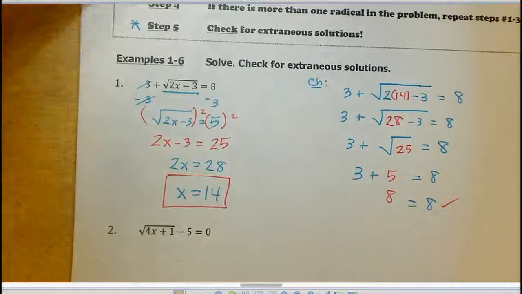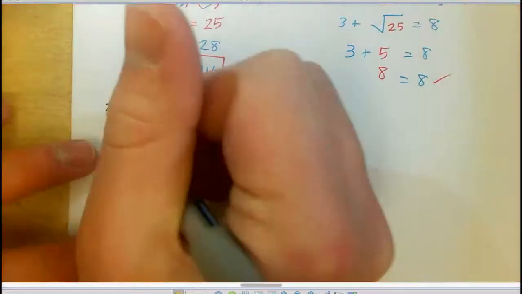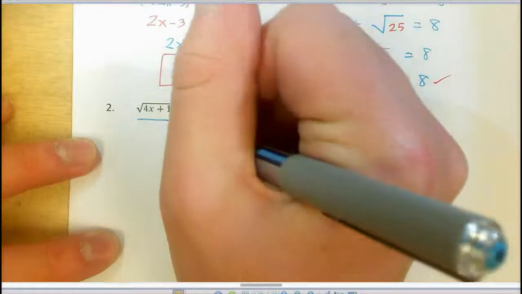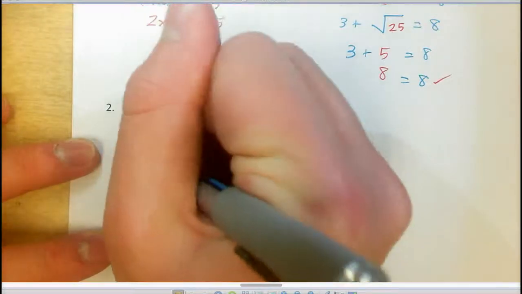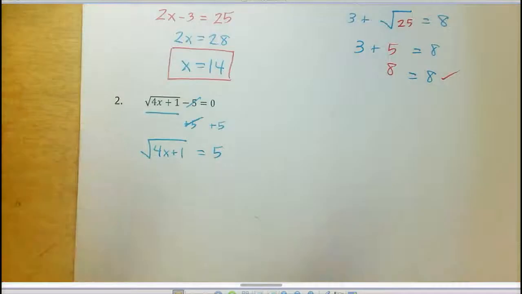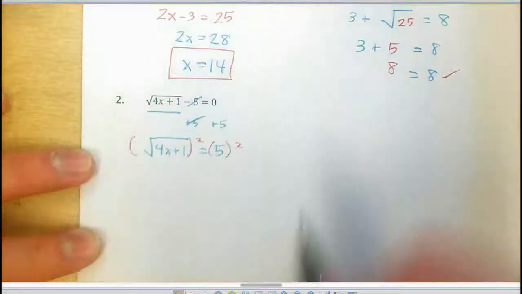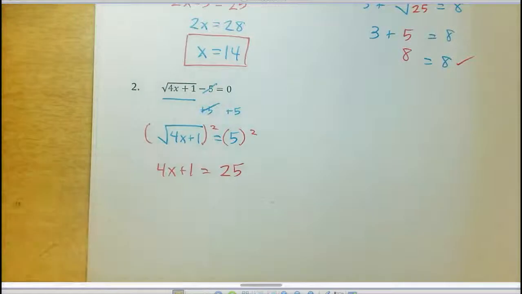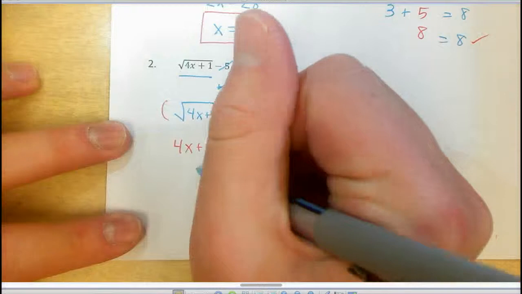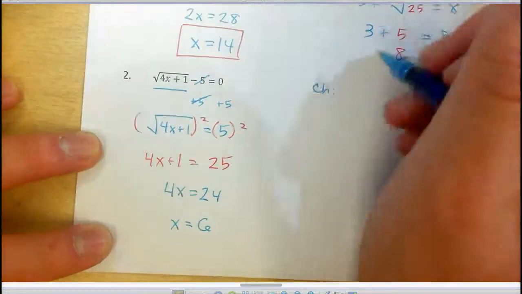Okay, let's look at number 2. Radical 4x plus 1 minus 5 equals 0. Again, I want to isolate the radical first, so I'm going to add 5 to both sides. And that's going to give me radical 4x plus 1 equals 5. Once the radical is isolated, then we're going to square both sides. So here and here square. That's going to give me 4x plus 1 equals 25. Now when I solve this one for x, subtract 1, I get 4x equals 24, and then x would be equal to 6.